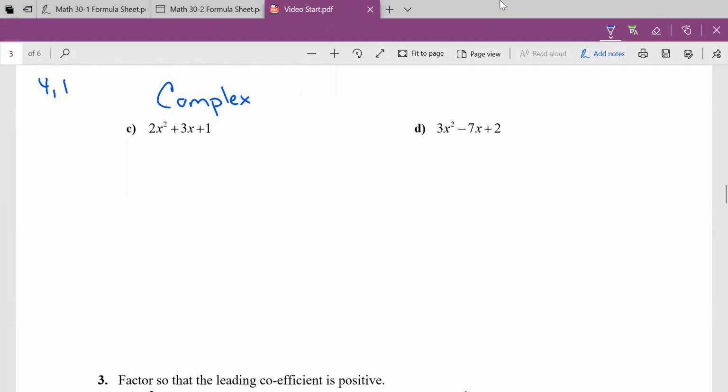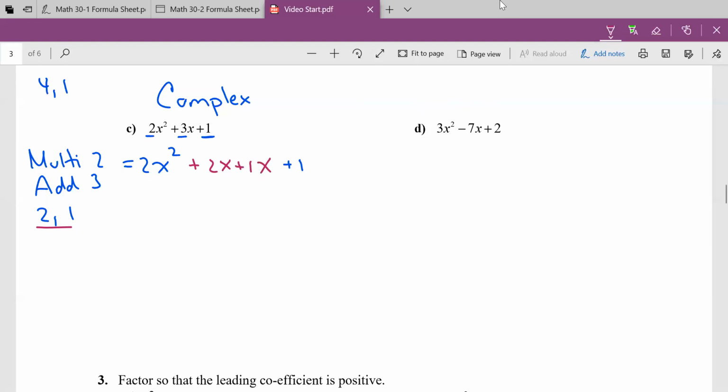What we have to do on a complex trinomial is we have to say two numbers that multiply to the first and last term. So they multiply to 2 and they add to 3. Well, again, those two numbers are 2 and 1. So what we do here is something known as decomposition. What I'm going to do is split up this middle term into the two numbers that we found. 3x is really 2x plus 1x. So I decomposed the 3x.